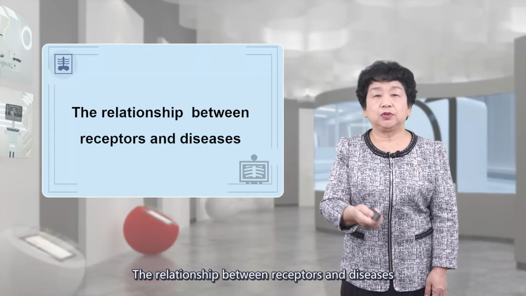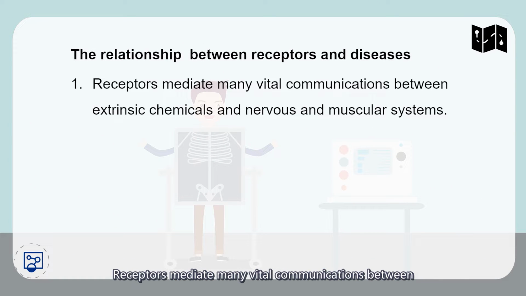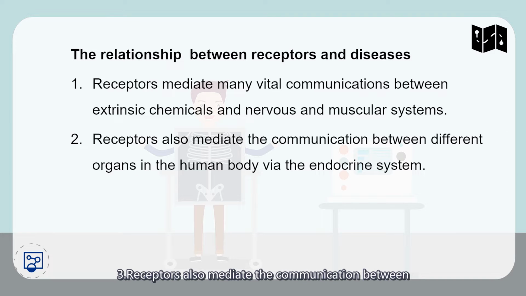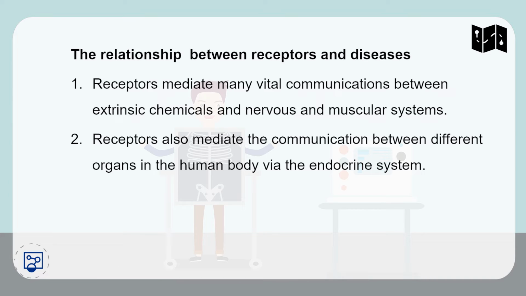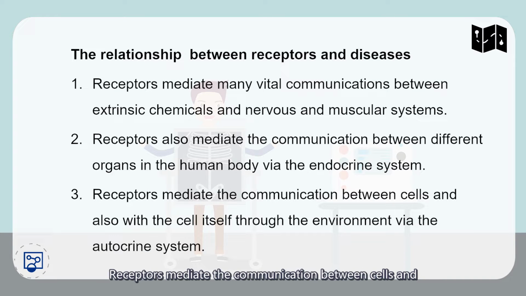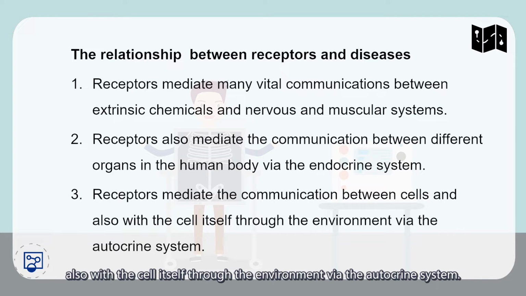The relationship between receptors and disease. Receptors mediate many vital communications between extrinsic chemicals and the nervous and muscular systems. Receptors also mediate communication between different organs in the human body via the endocrine system. Receptors mediate the communication between cells, and also within the cell itself through the environment, via the autocrine system.